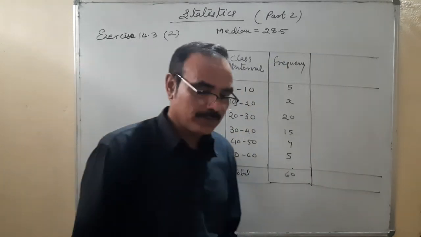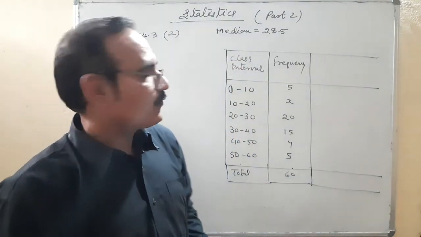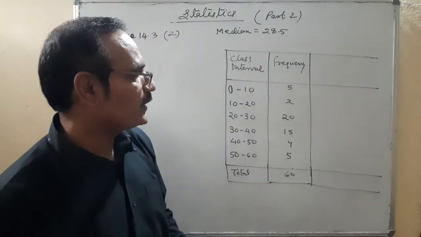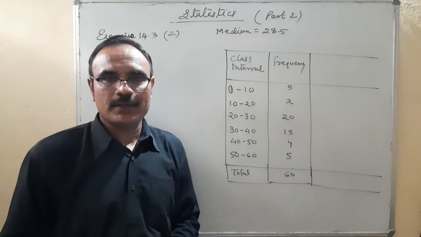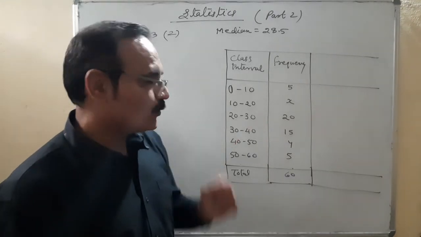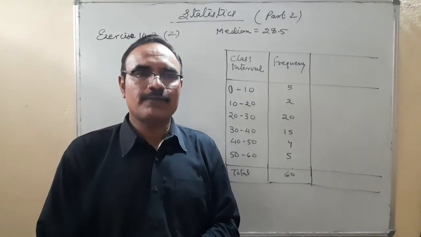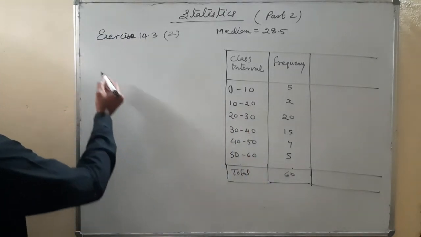And the question: find the values of x and y. What we are finding from it: find the values of x and y. Median is given, 28.5. Sum of frequency is given, 60. That means the value of n is given. Because there are two variables x and y, we need two linear equations for finding their values. So we'll try to find both the equations.